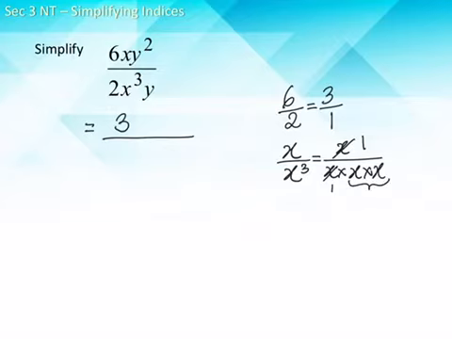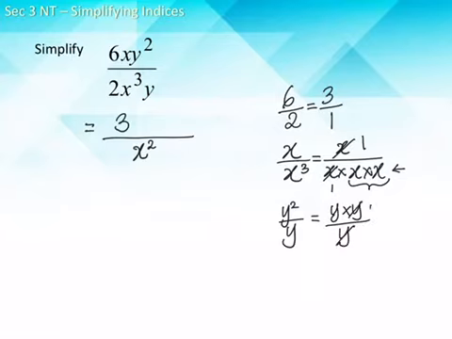So this will be x squared in the denominator. So x squared. And next one will be y squared over y. Y squared over y is y times y over y. So we cancel out one pair of y. We are left with y in the numerator. So this will be y. And this will be the final answer.